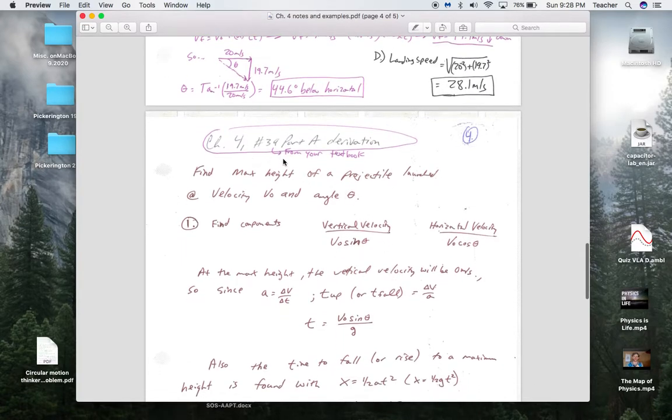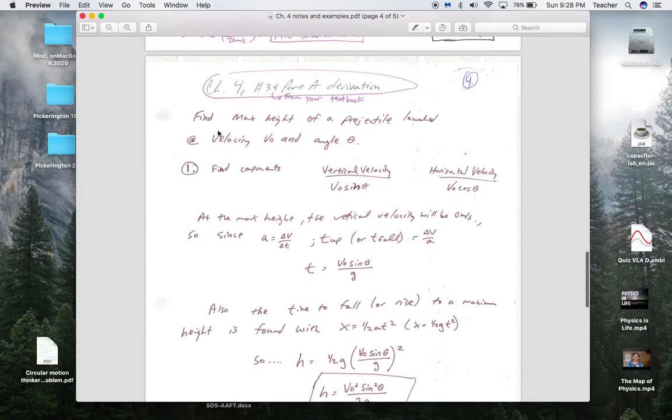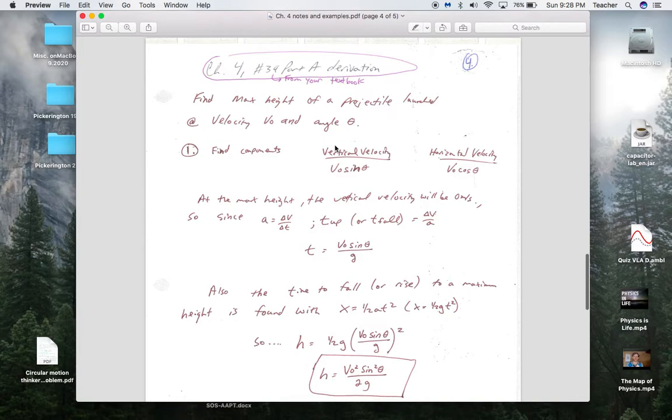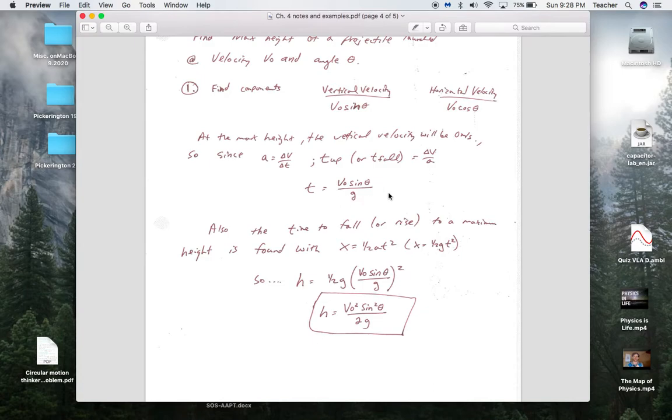So in the back of your book, it's asking you to find the maximum, and this is problem number 39, part A, it's a derivation, finding the maximum height of a projectile launched from a velocity V0 at an angle theta. So if we think about the vertical velocity as being V0 sine theta, the horizontal velocity being V0 cos theta, at the maximum height, the vertical velocity would be 0, the horizontal velocity would still be the same.